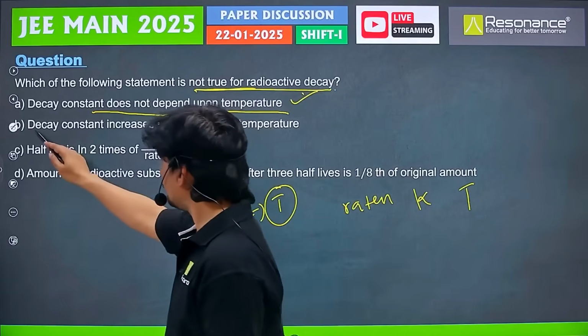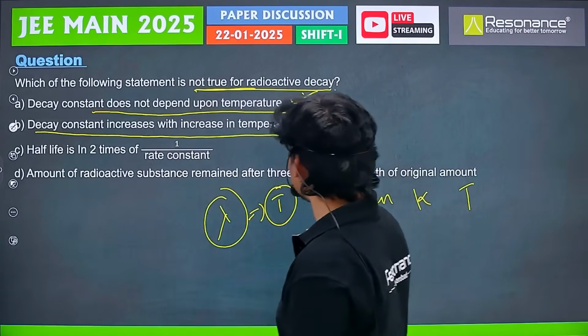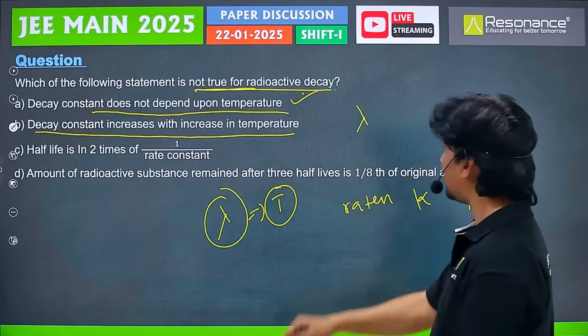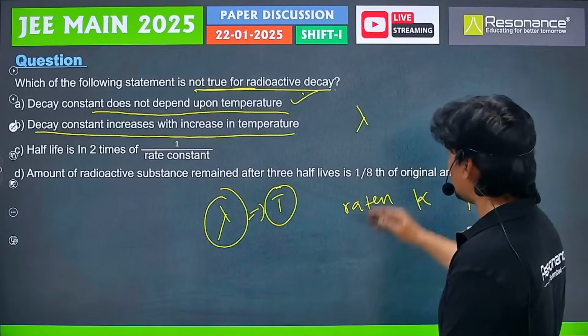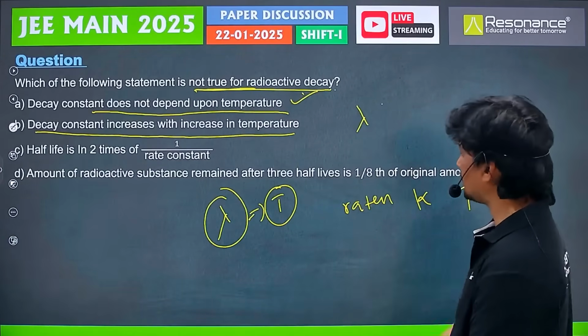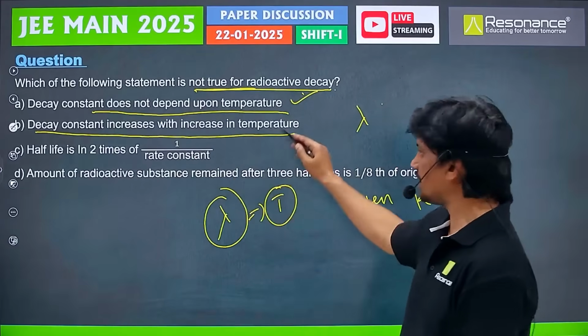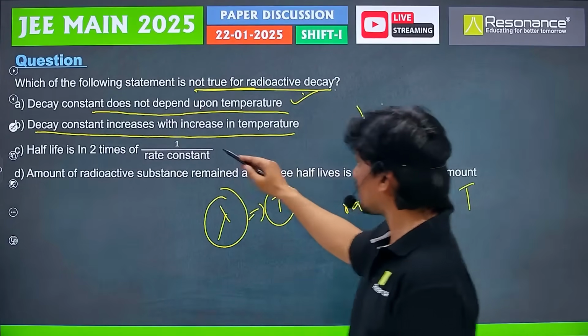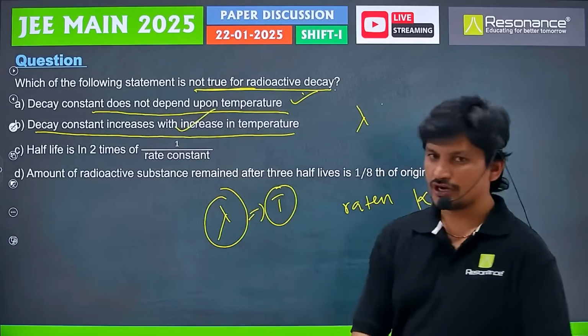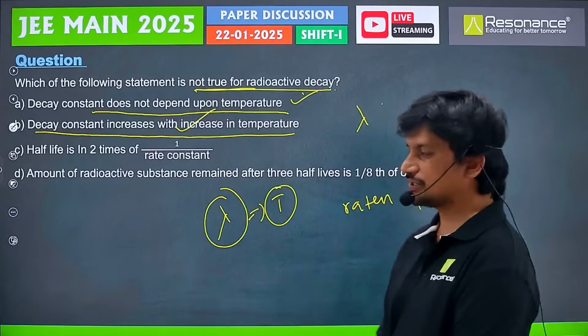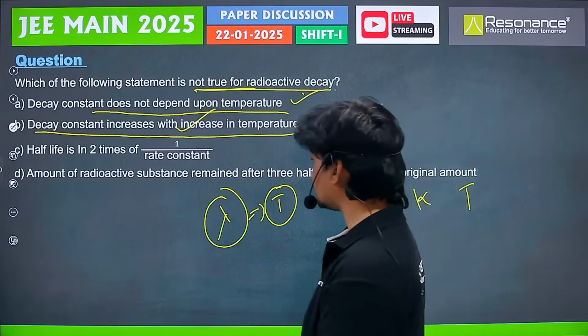The decay constant of a radioactive element does not depend on the temperature. What was given? "Decay constant increases with increase in temperature." That is the wrong option, so that is the option we have to give, the not true option. Then what is the correct answer? B is the correct answer.